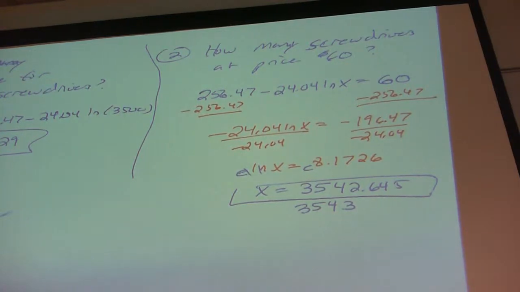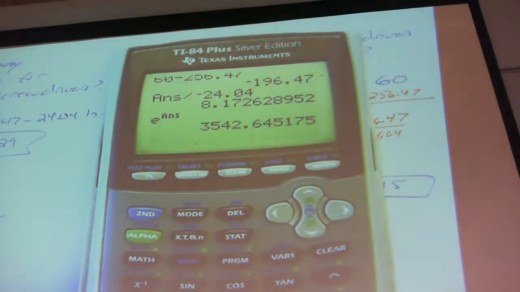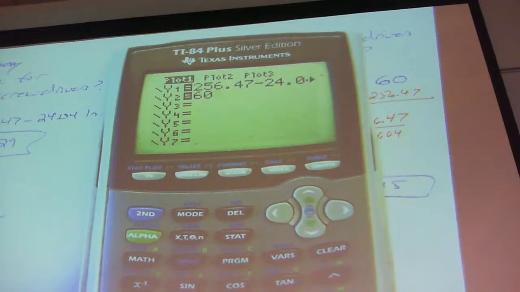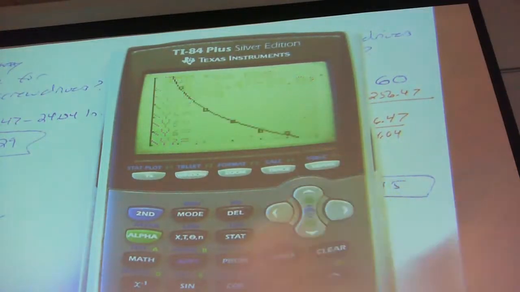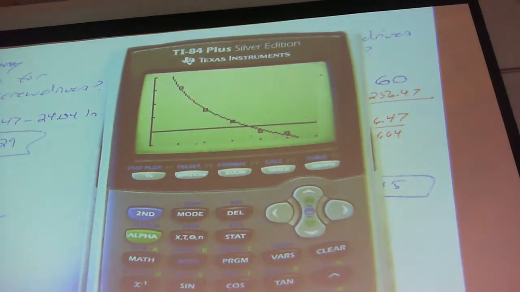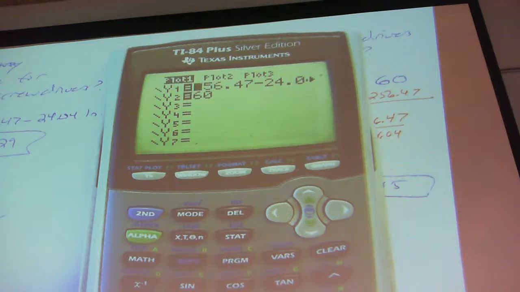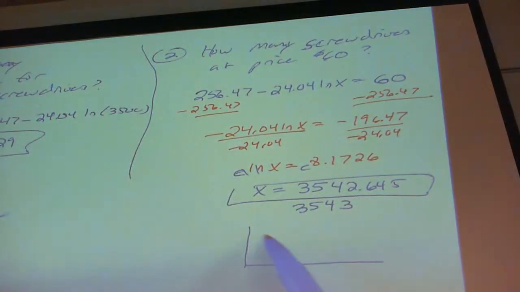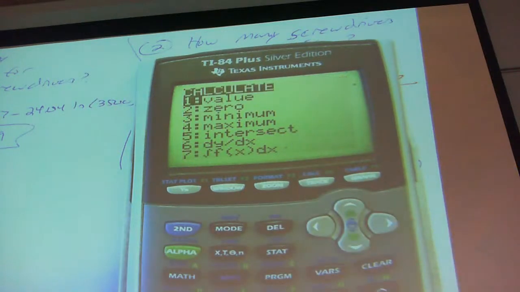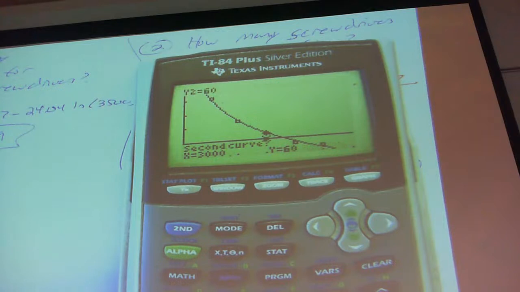When y is 60, go to your calculator, make y 60. Hit graph. Where's the answer? Find where they intersect. See if you remember, because we did intersect a lot. What do I push to find where they intersect? Second trace, 5, enter, enter, enter. Same answer. Good?